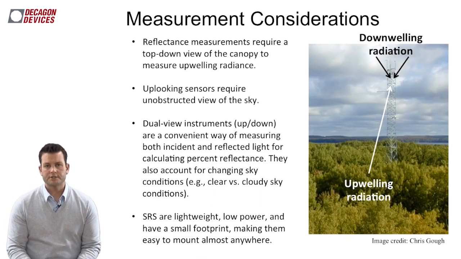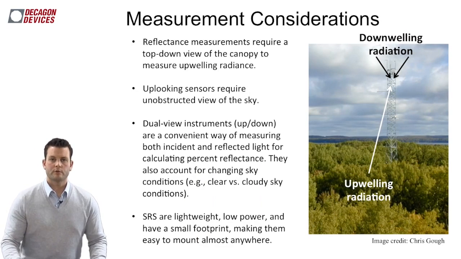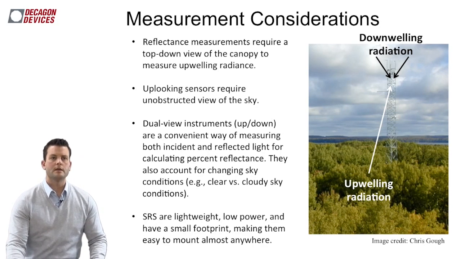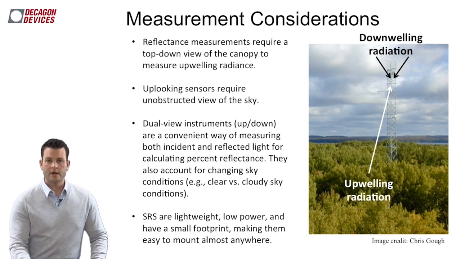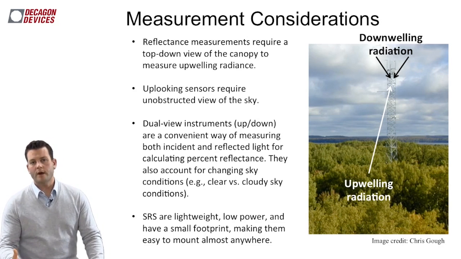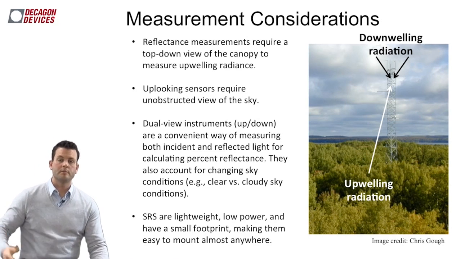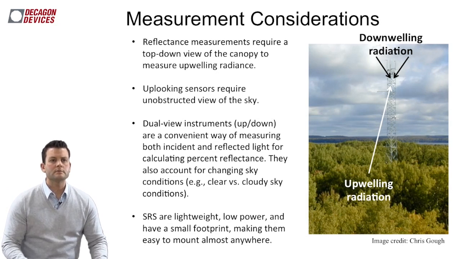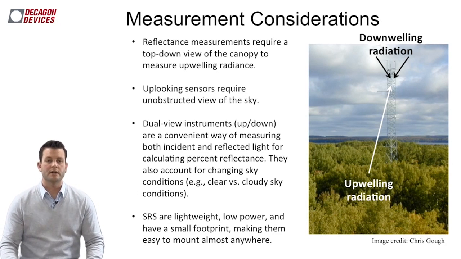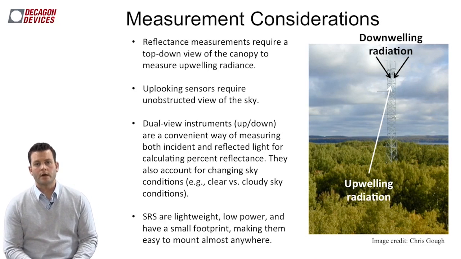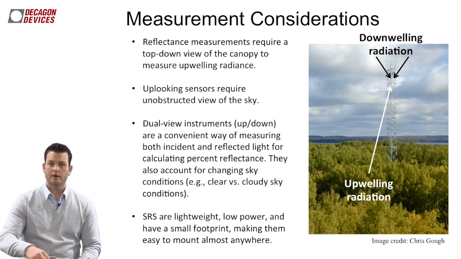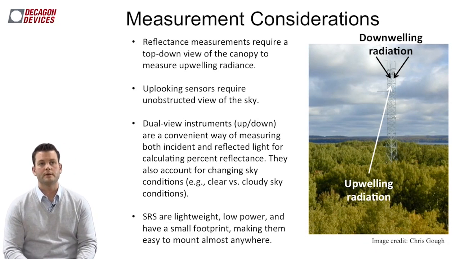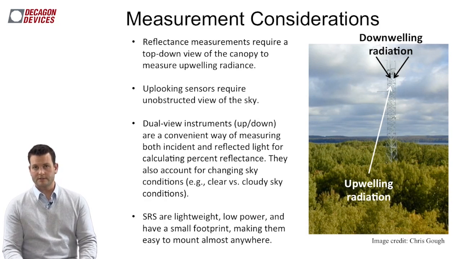So a few measurement considerations. If we're going to go out there and we want to measure spectral reflectance and we want to get PRI and NDVI, typically we're going to be interested in a top-down view of the canopy, at least for those radiance measurements or the upwelling measurements. So this requires that we get the instrument above the canopy, and the difficulty of that task is going to depend on canopy height. For example, in the photo that I'm showing here is a flux tower in northern Michigan that extends quite a ways above a mixed deciduous canopy. So that would be a perfect platform for an SRS sensor.